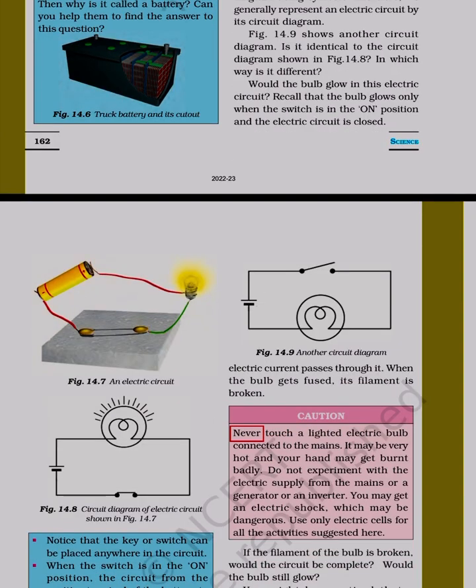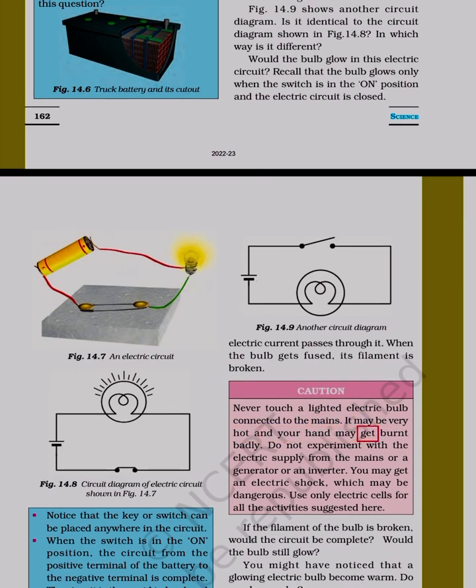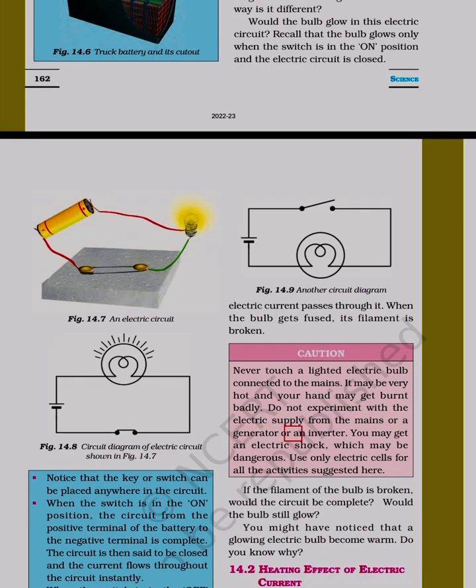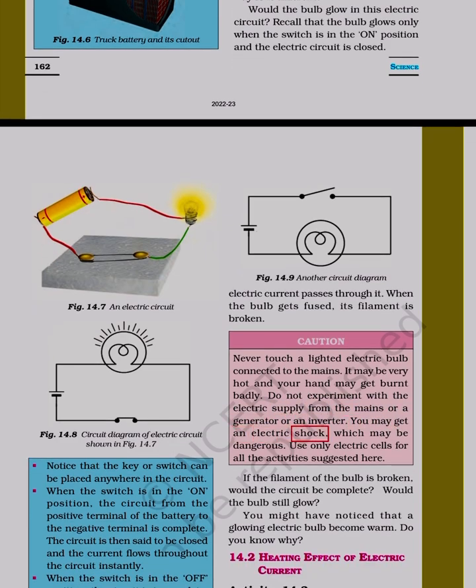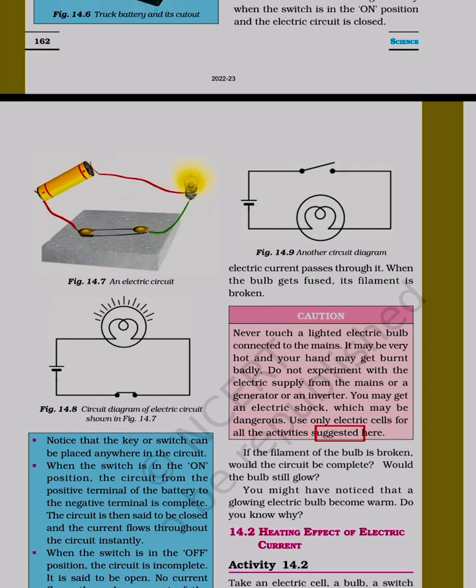Caution. Never touch a lighted electric bulb connected to the mains. It may be very hot and your hand may get burnt badly. Do not experiment with the electric supply from the mains or a generator or an inverter. You may get an electric shock, which may be dangerous. Use only electric cells for all the activities suggested here.